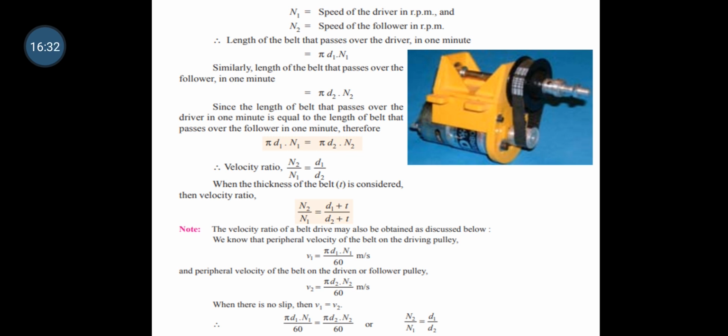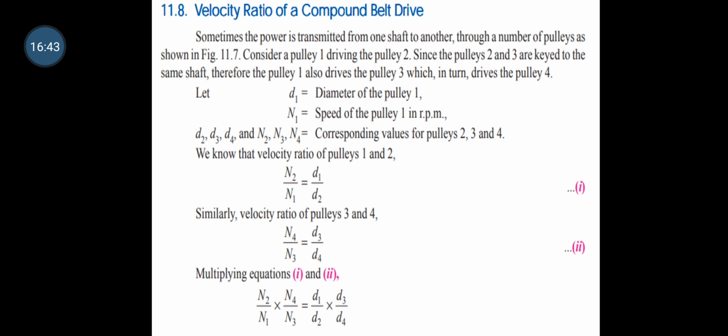Next, the velocity ratio of the compound belt drive. Sometimes the power is transmitted from one shaft to another through a number of pulleys. We already saw the compound belt drive. Pulley 1 drives pulley 2. Since pulleys 2 and 3 are keyed to the same shaft, pulley 1 also drives pulley 3, which in turn drives pulley 4.